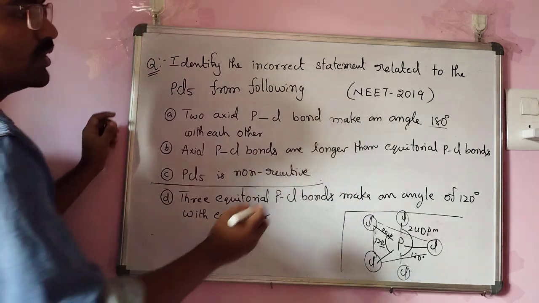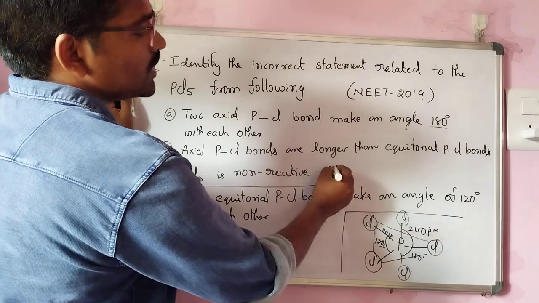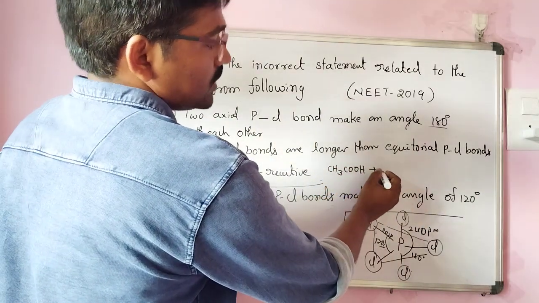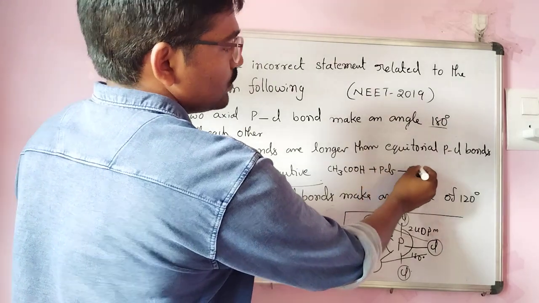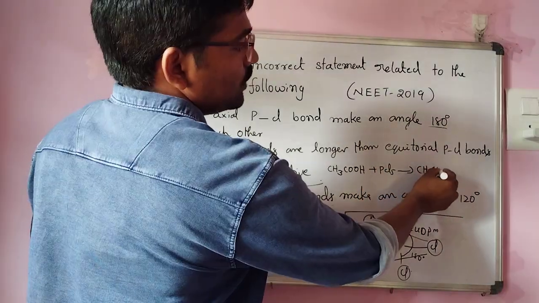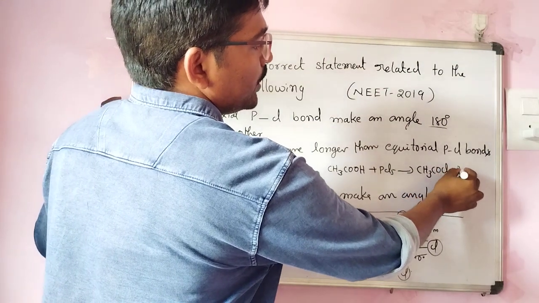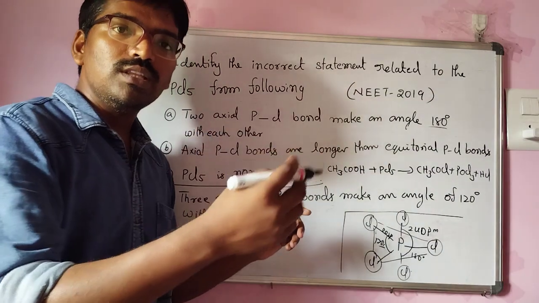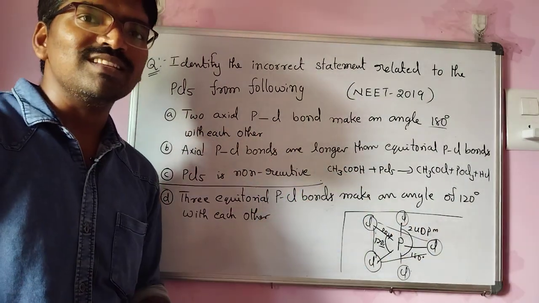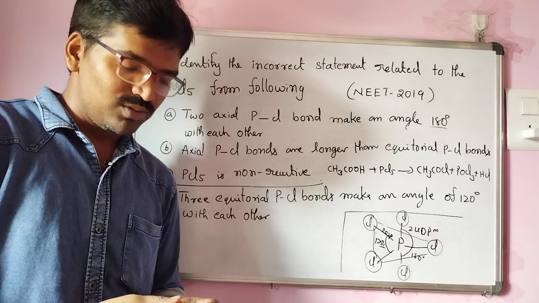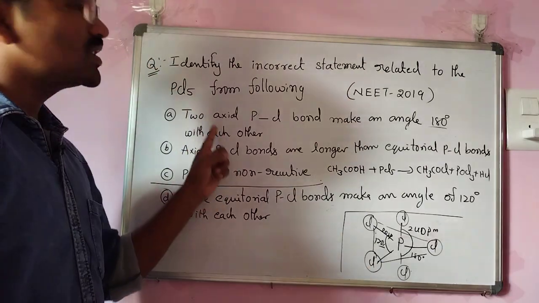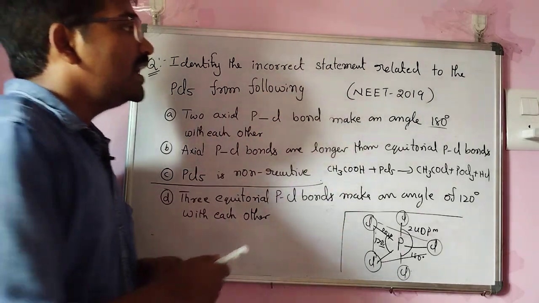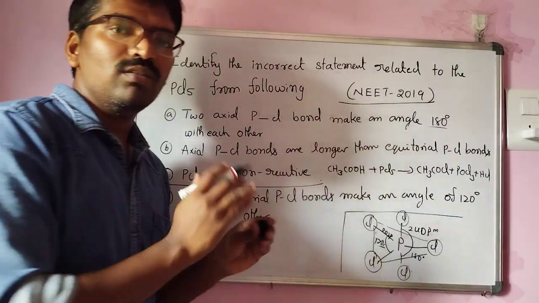Where is it reactive? I will give one equation: CH3COOH, when it reacts with PCl5, gives CH3COCl plus POCl3 plus HCl. It is involved in reactions of organic compounds like this. Understand all of you? So this is about the structure of PCl5, and the type of questions they are asking in the NEET examinations.